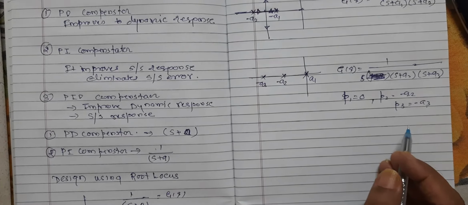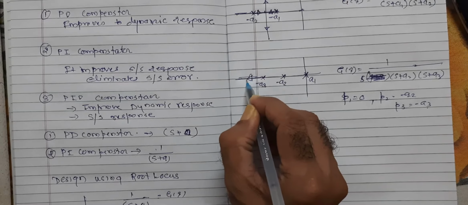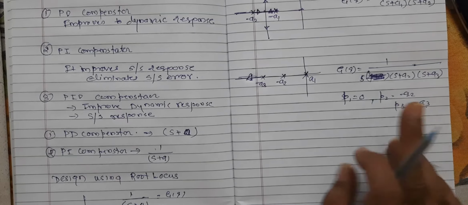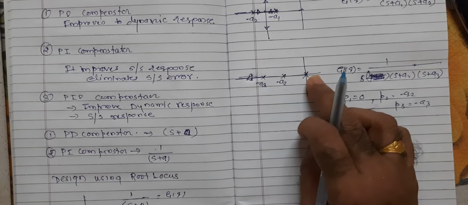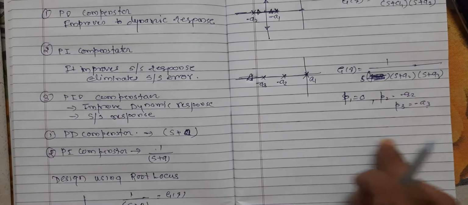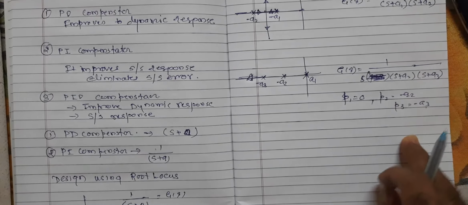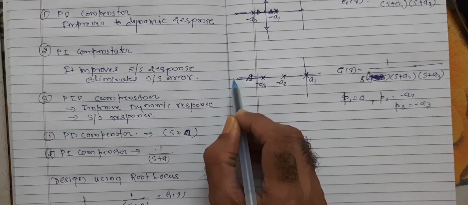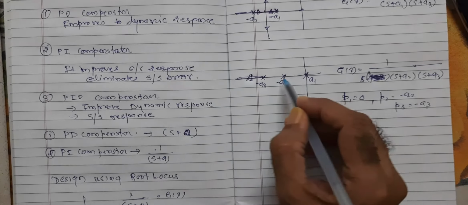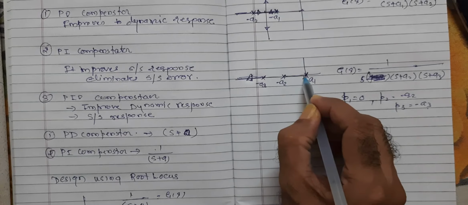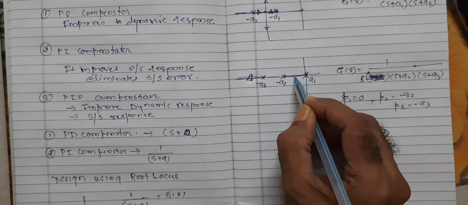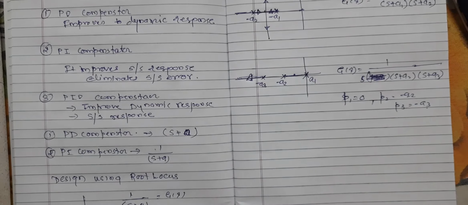Now what happens here, this a3 will move towards infinity. We have considered only poles, no zeros, so all the poles will terminate at infinity, which is along the x-axis. Between a1 and a2 there is also a root locus, so here we will find the breakaway point.